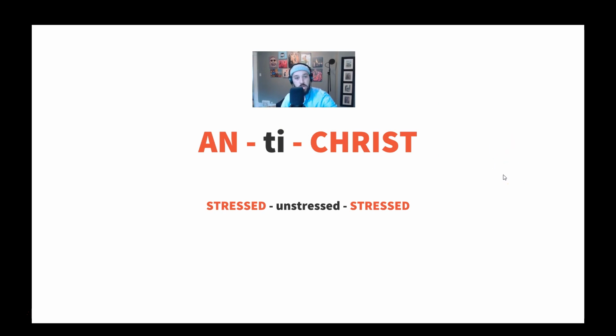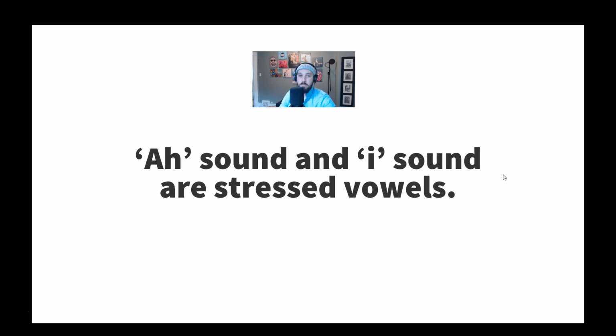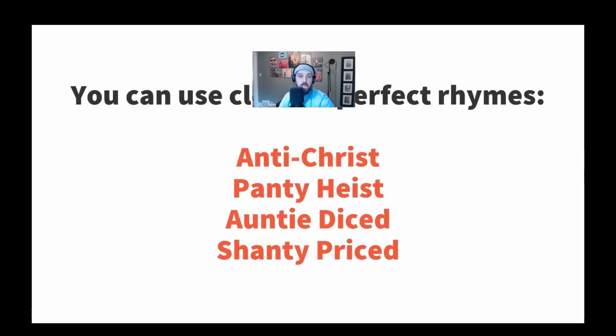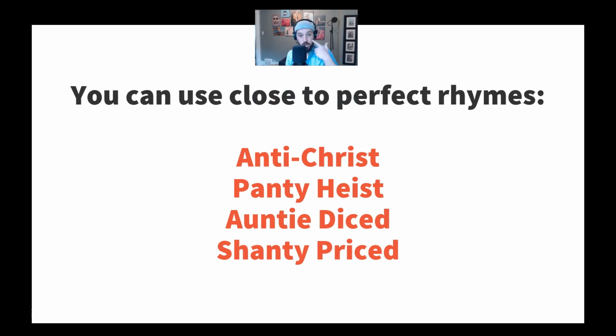The reason why this is important to understand is that when you're rhyming, the main part of the rhyme just needs to follow those stressed syllables. The stuff in between isn't as important. The unstressed syllable in the middle isn't as important to rhyme, and you can find way more options available to you, kind of like with perfect and slant rhymes. You can use close to perfect rhymes, like for example Antichrist: panty heist, anti-diced, some tomatoes, shanty-priced. Those are all pretty close to perfect rhymes.